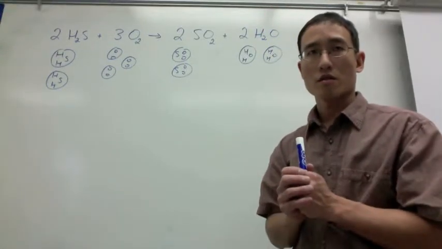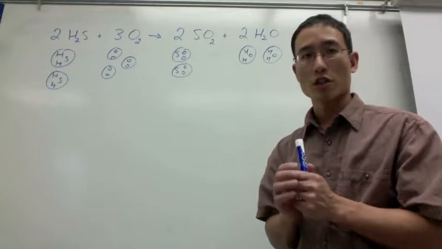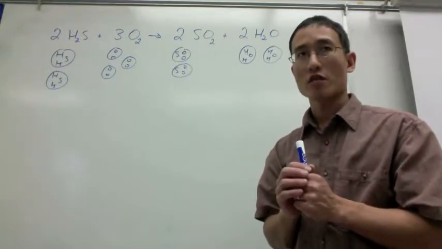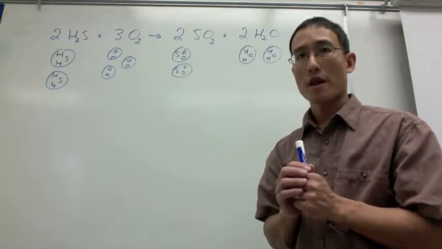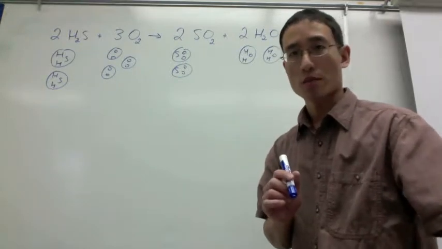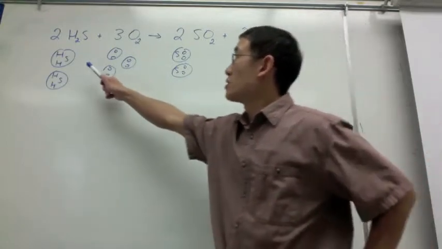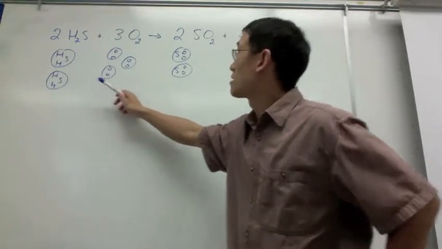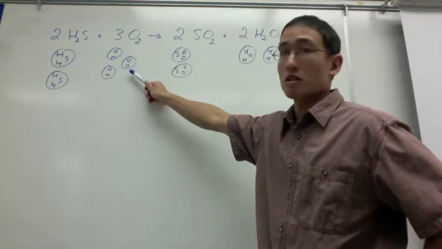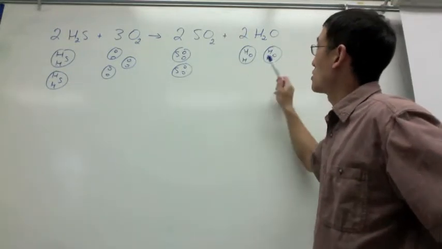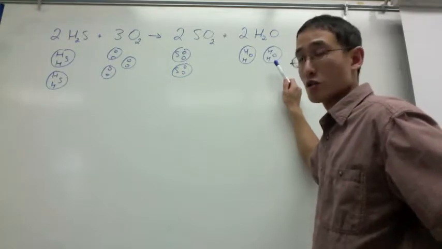Alright, this is a video on mole relationships, or a mole ratio. This is page 8 of your summer homework packet, and it's question number 1. If you look at this balanced equation, we have 2 molecules of H2S react with 3 molecules of O2 to form 2 molecules of SO2 and 2 molecules of H2O.